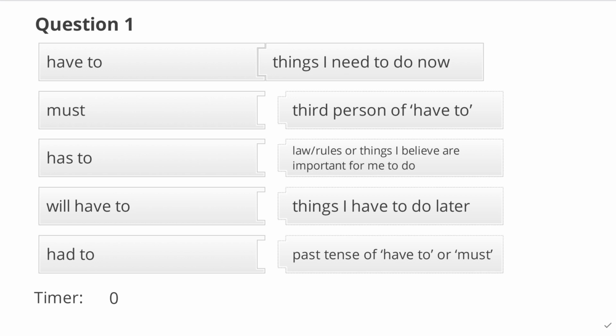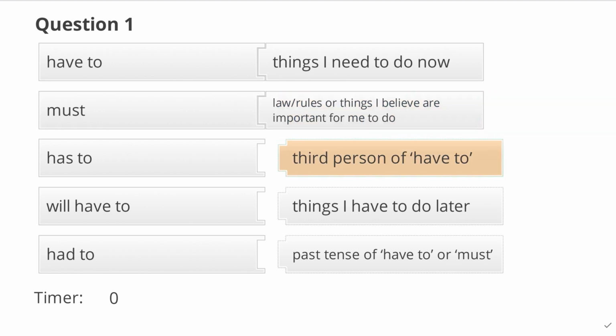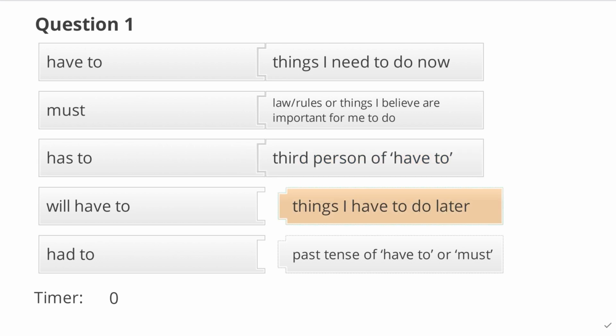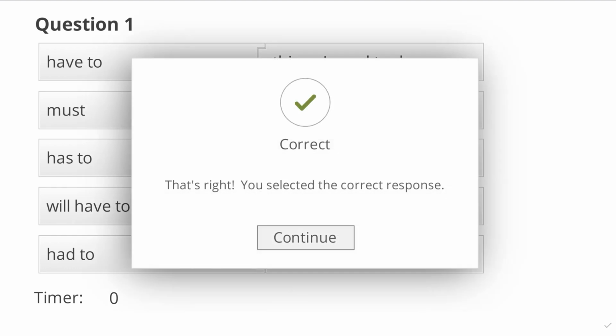Must is laws or rules or things I believe are important for me to do. Has to is the third person of have to, it's right there. Will have to is future, later, of course means future, and had to is the past of must and have to. So must and have to both have the same form in the past. Let's click that button and let's get on with the next one.